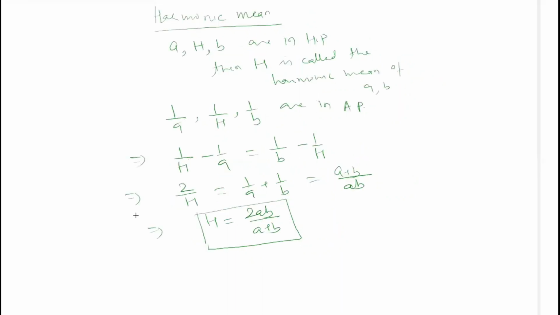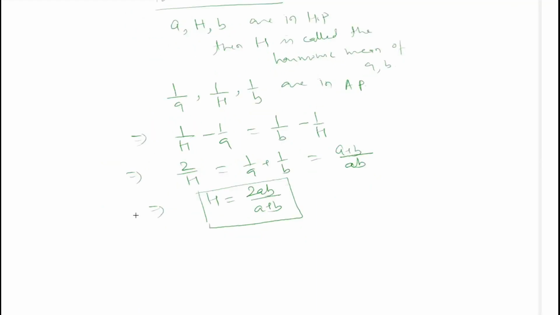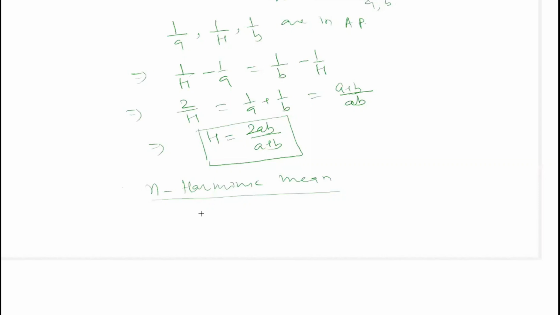So side by side, we should again look at some more results there. But that's what right now it is. Now they're talking about n harmonic means. A, H1, H2, Hn, B are in HP. Then you can say that 1 by A, 1 by H1, 1 by H2, 1 by Hn, 1 by B are in AP.